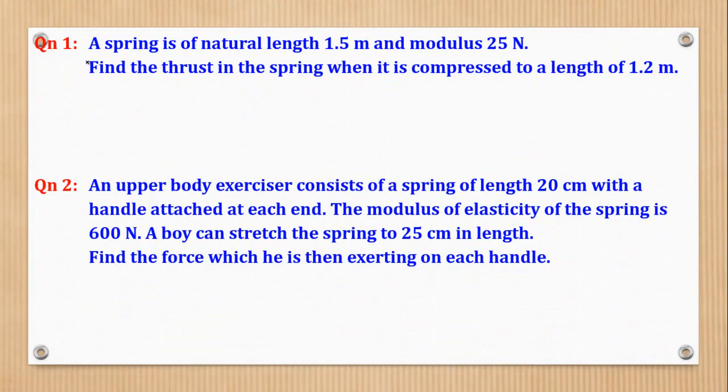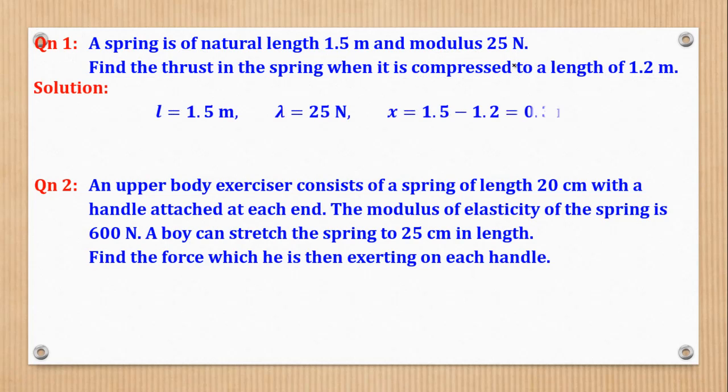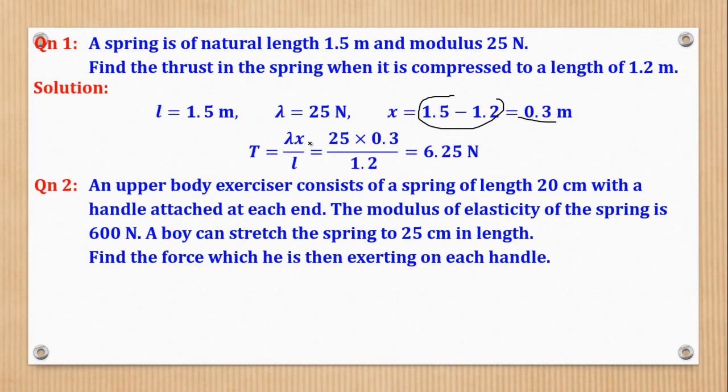So let's also go through some few questions on springs for you to master the formula. Question 1 says, a spring of natural length 1.5 and modulus 25. Find the thrust in the spring when it is compressed to a length of 1.2. So one, we have to get the compression, the difference between the two, which is that. Then we code the formula, substitute, get the output. That will be the thrust.